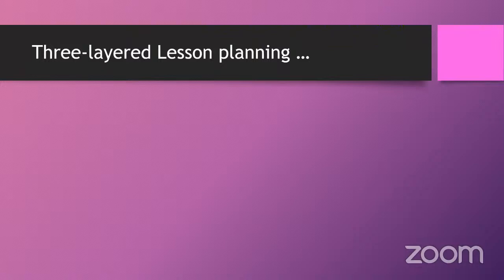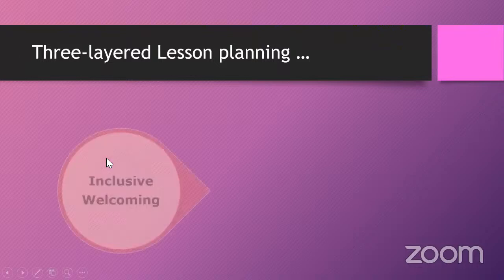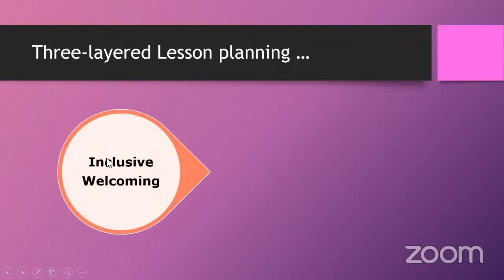Now, what is the 3-layered lesson planning? The first layer is you welcome your students, considering them as a whole. So what did I do to welcome you? I welcomed you by asking a question: as a perfect teacher, what do you feel your students would be? You can welcome them with any type of question. This is the lesson planning stage of welcoming. What activities you're going to do, you can write in your lesson plan. So have a segment for inclusive welcoming. Consider your class as more inclusive.